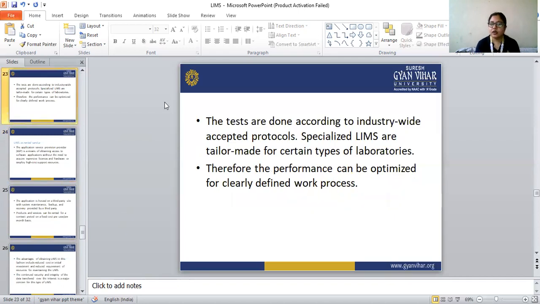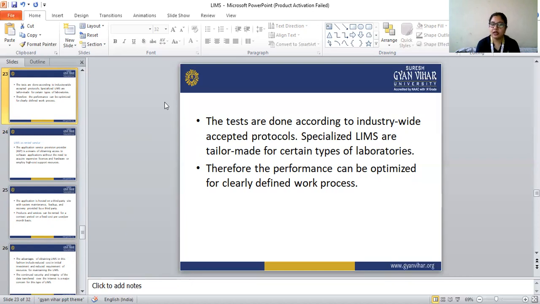The tests are done according to industry-wide accepted protocols. Protocol means there are some rules that are accepted by the industry, and all the tests are done according to that particular rule.